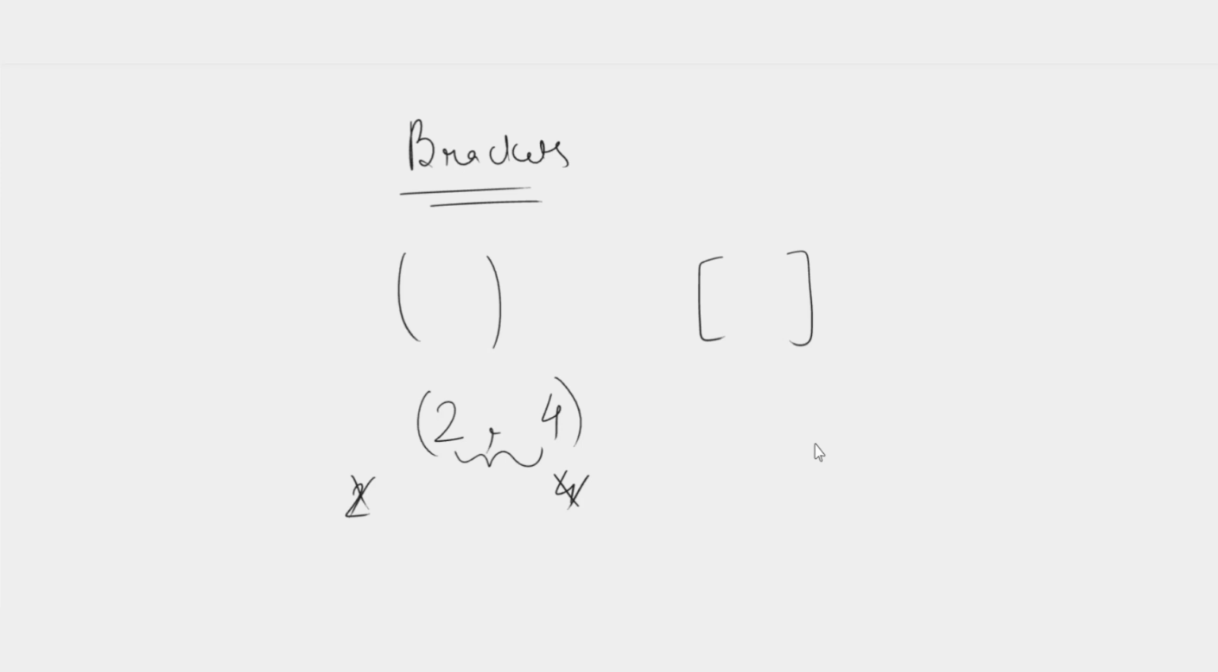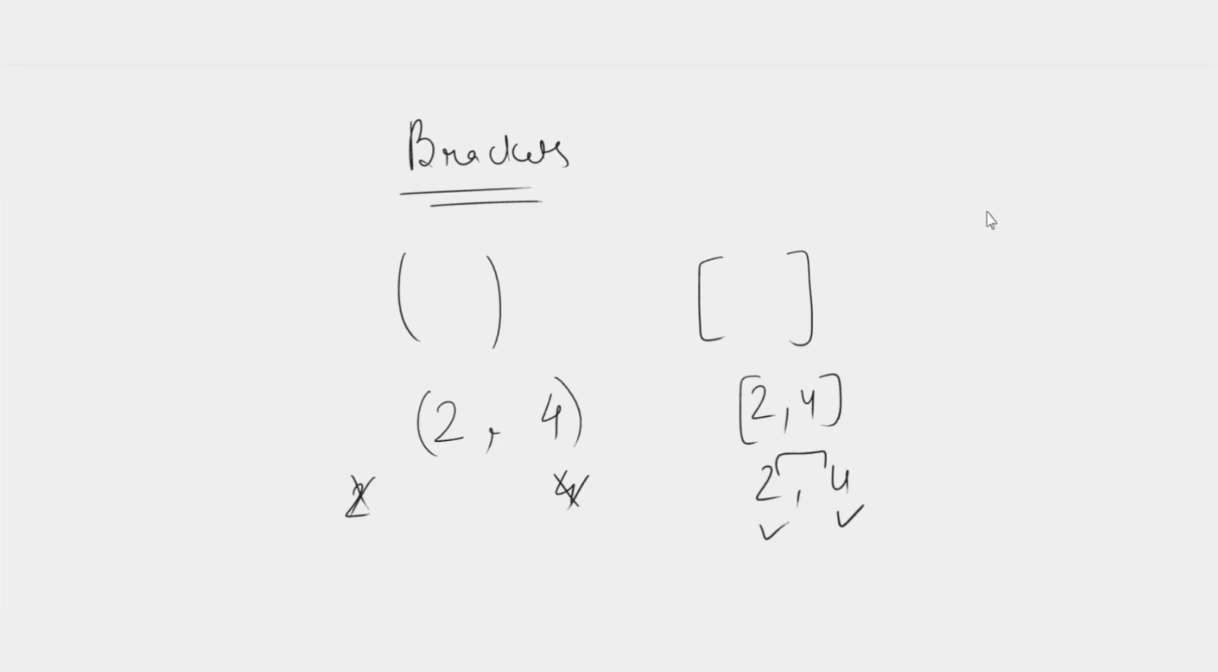And the square bracket or closed bracket, if I put a closed bracket outside 2 and 4, that means the values are from 2 to 4. That means 2 and 4 are included and all the values which are between them.